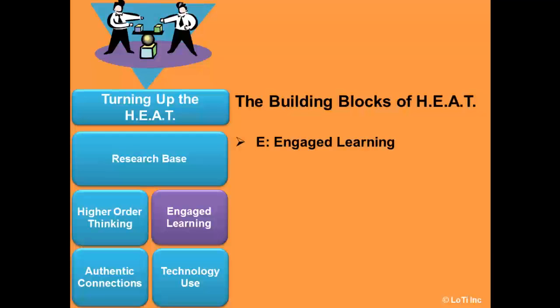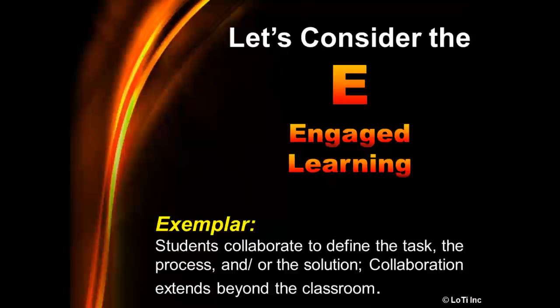Now let's consider the second building block of HEAT, engaged learning. In engaged learning, at the highest levels, students collaborate to define the task, the process, and/or the solution. It is rare that students have the opportunity to collaborate on all three pieces. You're looking for a piece, one or two of those items usually. Collaboration at the highest levels extends beyond the classroom.